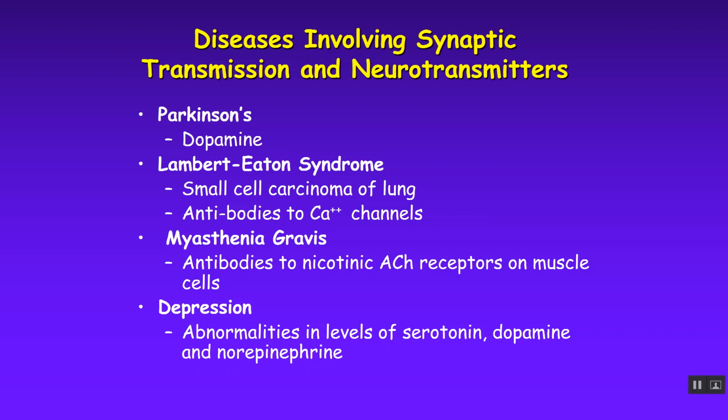Myasthenia gravis, this is where you develop, it's kind of autoimmune, and you develop antibodies to the nicotinic acetylcholine receptors on muscle cells. So you damage the receptors for acetylcholine so your muscles don't fire as well. They get weakness in those muscles that are damaged. And then we mentioned depression, anxiety, all those kinds of things, generally related to some abnormality or imbalance in levels of serotonin, dopamine, and norepinephrine.